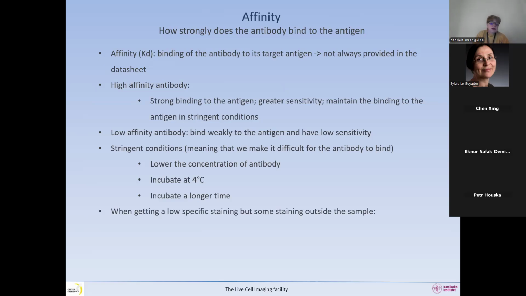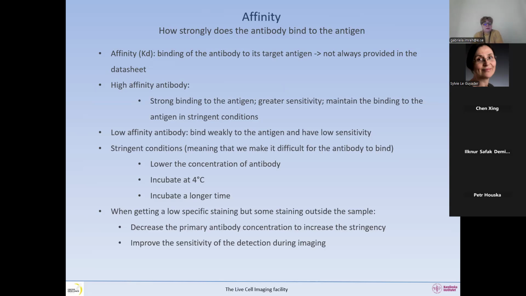Unfortunately, if you get low specific staining in your sample, but you get some stains outside the sample, my advice is to decrease the primary antibody concentration, ergo to increase its stringency. This will, as I said, improve the sensitivity during the imaging. I also suggest that you first make a dilution series, and also to increase the specificity, you should check that your mounting medium is not autofluorescent.